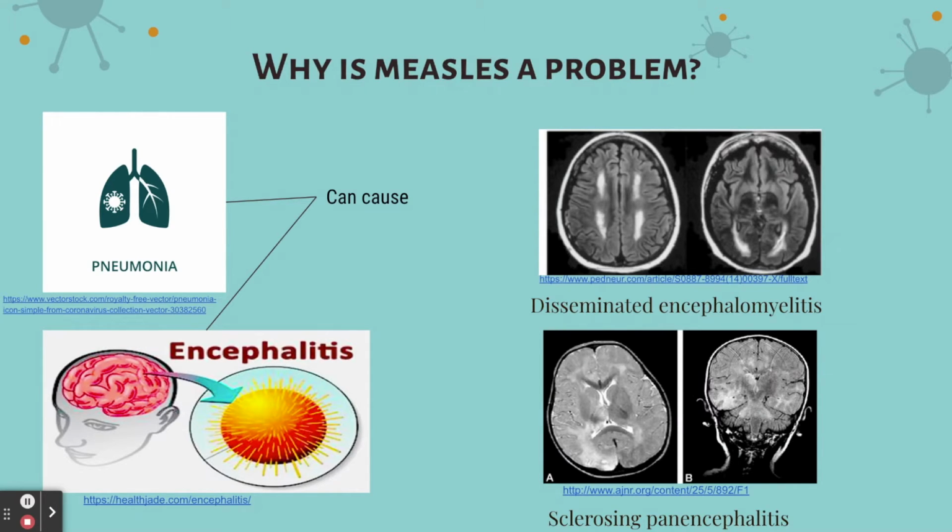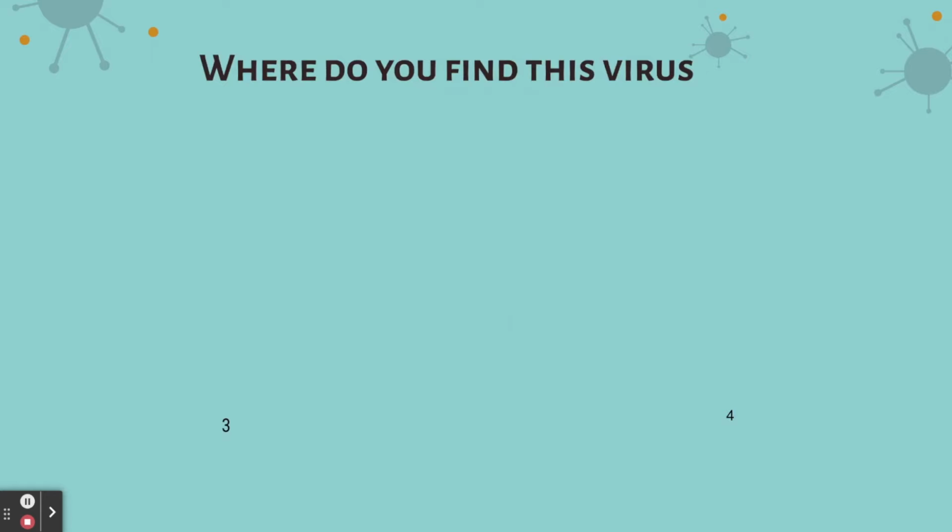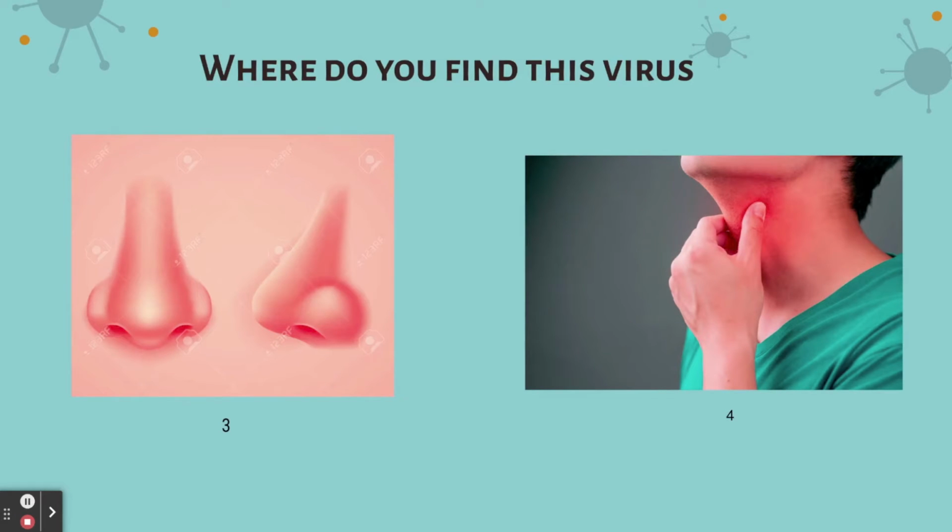infection. The morbillivirus is spherical shaped, as shown in this 3D graphical representation. It is a single-stranded RNA virus, and it is 120 to 225 nm in diameter. Where do you find this virus? The measles virus lives in the nose and throat mucus of an infected person.